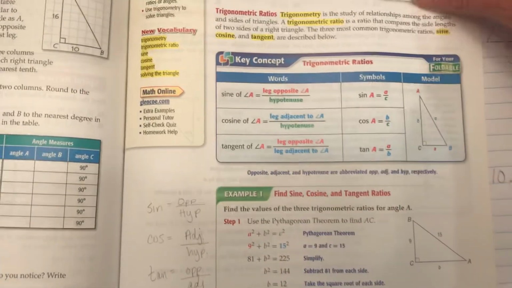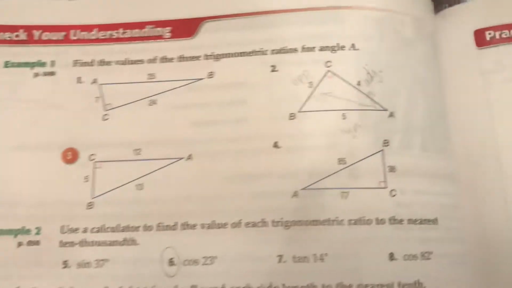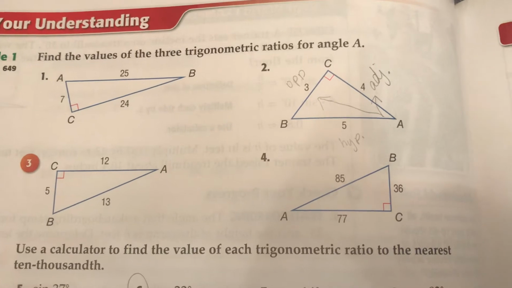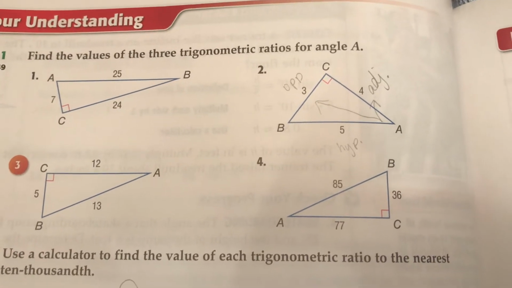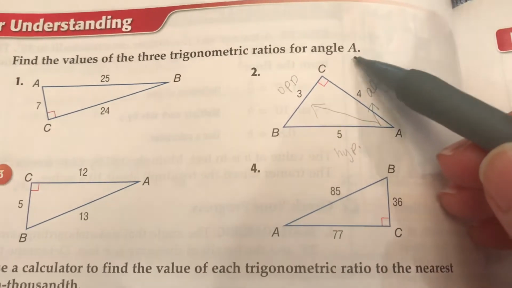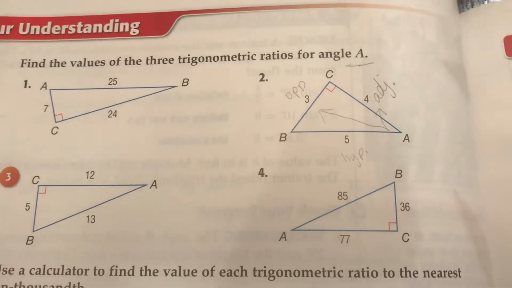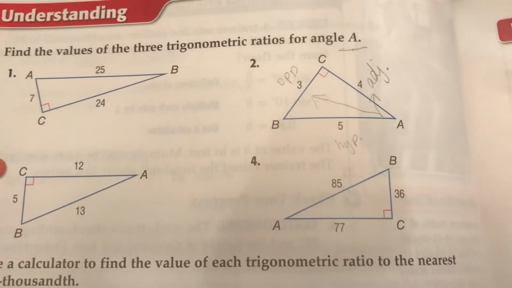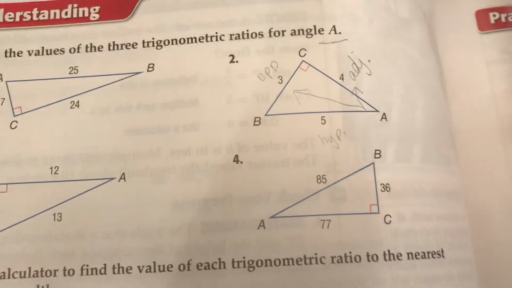Let me explain kind of what that is. I'm going to turn over to the exercises starting on page 652, and I'm just going to look at number 2, for example. Number 2 says find the values of the 3 trig ratios for angle A. And again, the 3 trig ratios are sine, cosine, and tangent. It's very important that they told you it was angle A. You have to know what angle you're looking at. If it was angle B, the answers would be different. So that does make a difference.